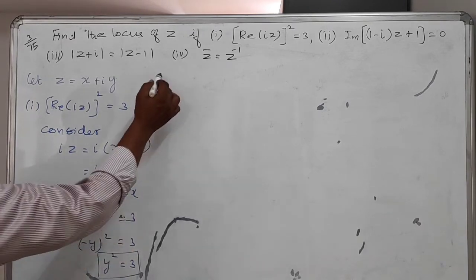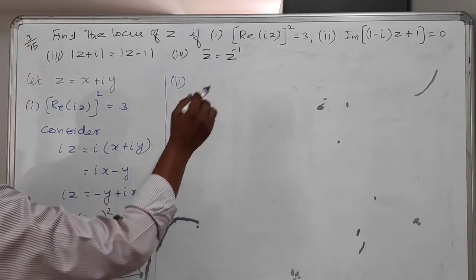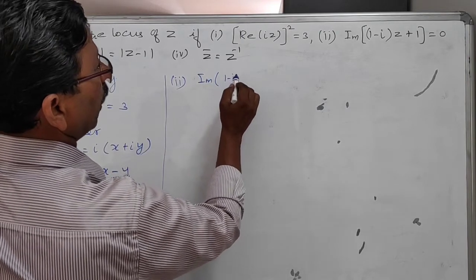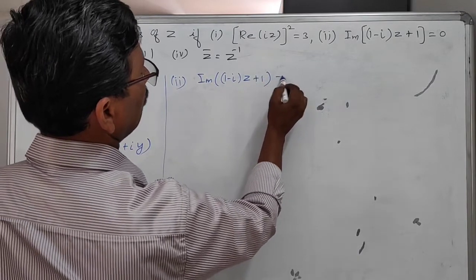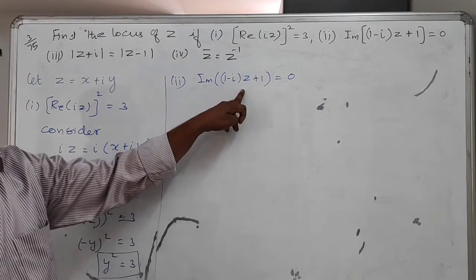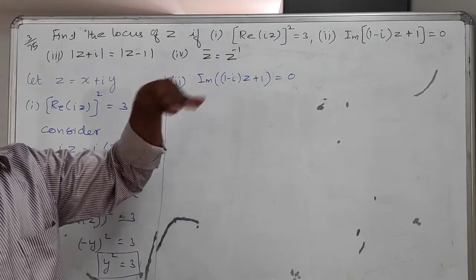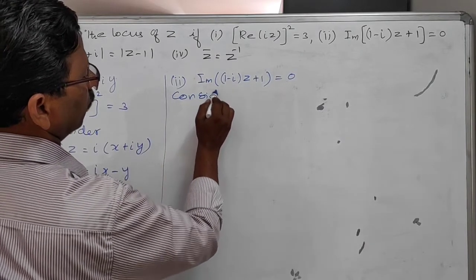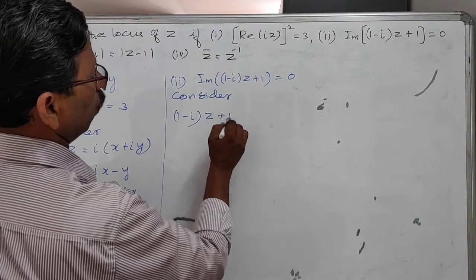Okay. Now let us go for the second subdivision. What is the second subdivision? The imaginary part of (1 minus i) into z plus 1 is equal to 0. Here also, if you know the rectangular form, only then can you identify the imaginary part. Therefore, try to bring this expression into the rectangular form. Here also you consider (1 minus i) into z plus 1.